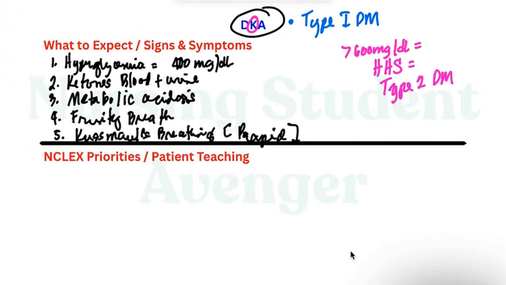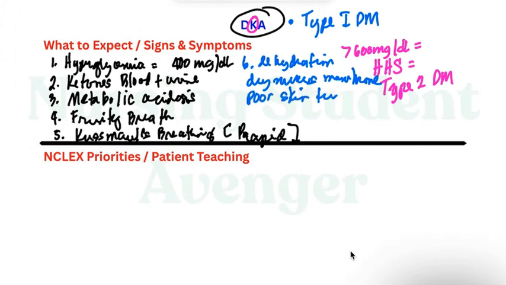Now, the patients are peeing a lot, because remember, one of the signs and symptoms of hyperglycemia is polyuria, right? So the fact that the patient is peeing a lot, guess what you're gonna see? You're gonna see dehydration, right? You're gonna see dry mucous membranes, right? You're gonna see poor skin turgor. Those are clinical manifestations that you're gonna have.